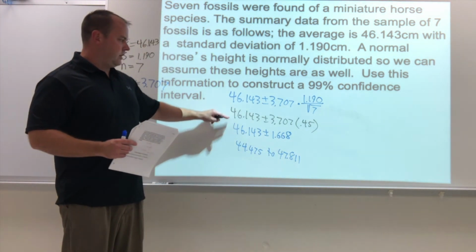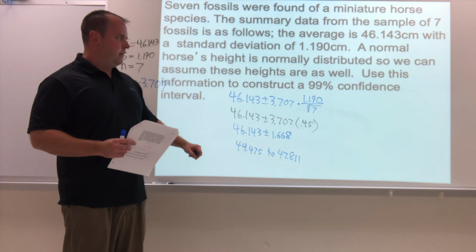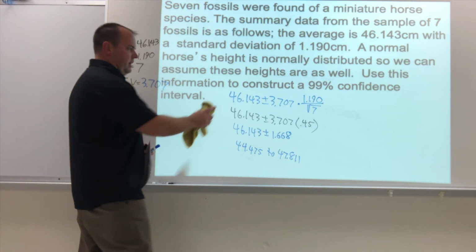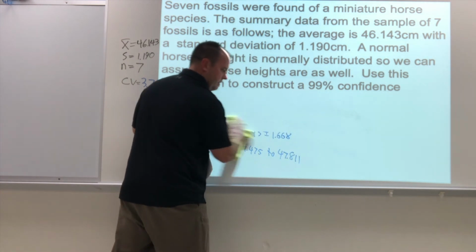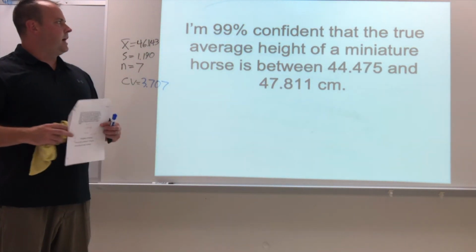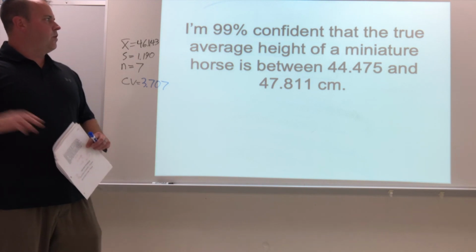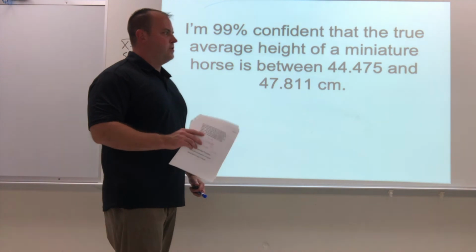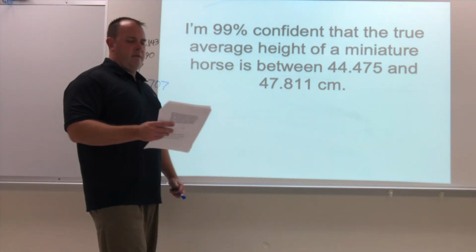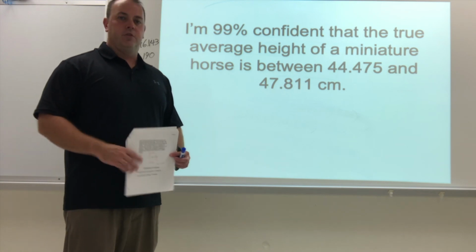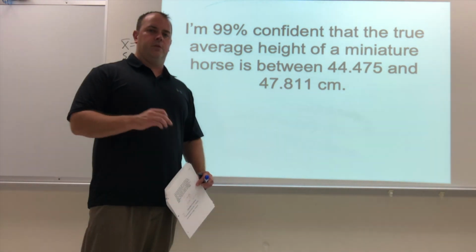So let's take a look at the calculation, the procedure, and now think about what your confidence statement would be. I'm going to erase this so I can write the confidence statement. I'm 99% confident that the true average height of a miniature horse is between 44.475 and 47.811 centimeters.